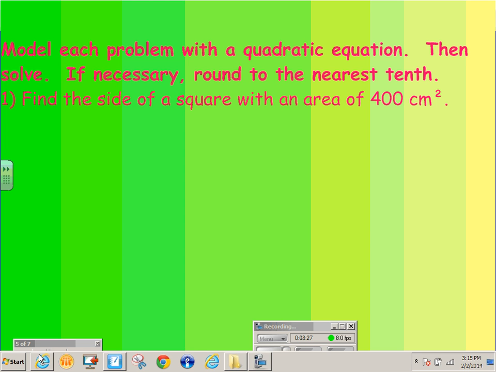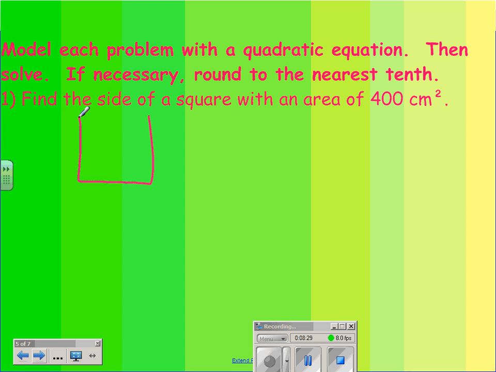So the first thing I'm going to do is just kind of get my bearings, and I'm just going to draw a picture, and it's telling me that for this square, the area is 400 centimeters squared. So we're going to just kind of work backwards with this. Here's my formula, right? Area is equal to, if it's a square, then that's going to be side squared. And I know that the area is 400, so there's our formula. We can plug in 400 for A. So 400 equals s squared.